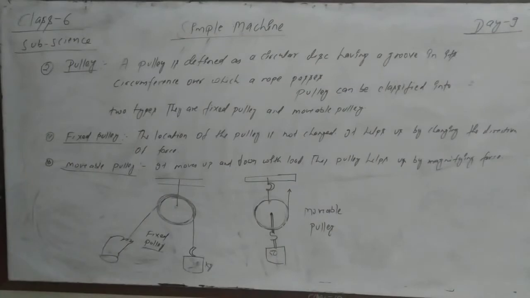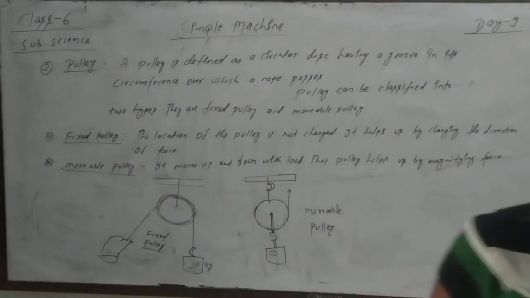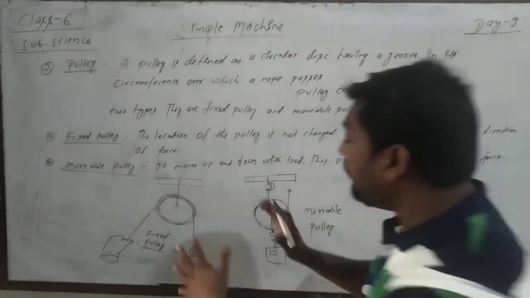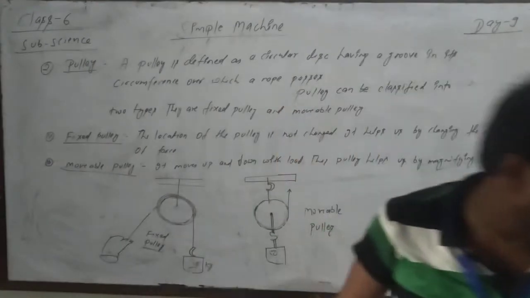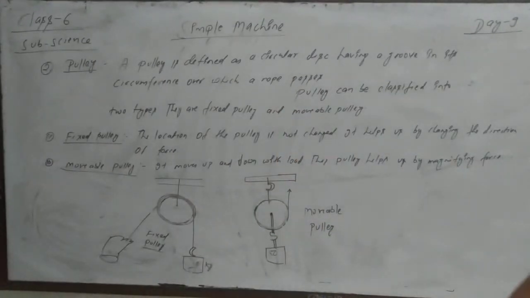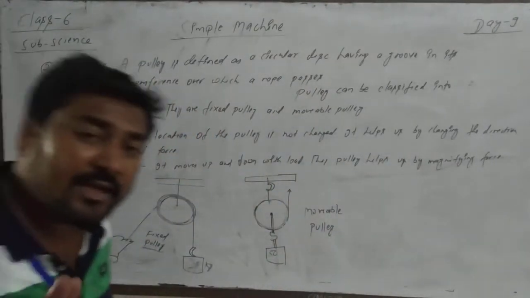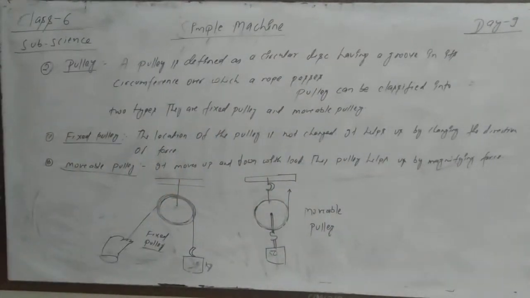The next type of pulley we will discuss in the next class. Combined pulley means the fixed and movable pulley together. That is called a combined pulley. Anything here? Are you clear? Very nice. So we will discuss the next point.